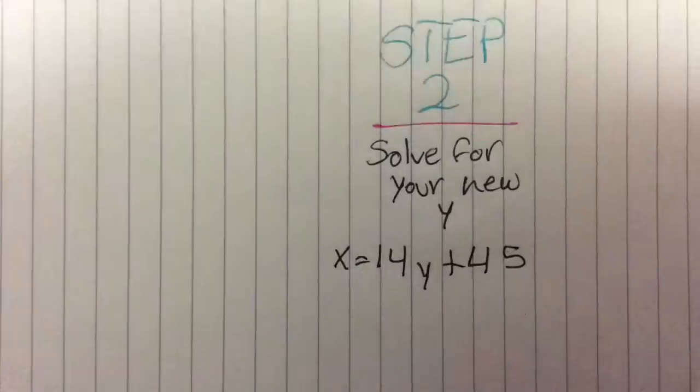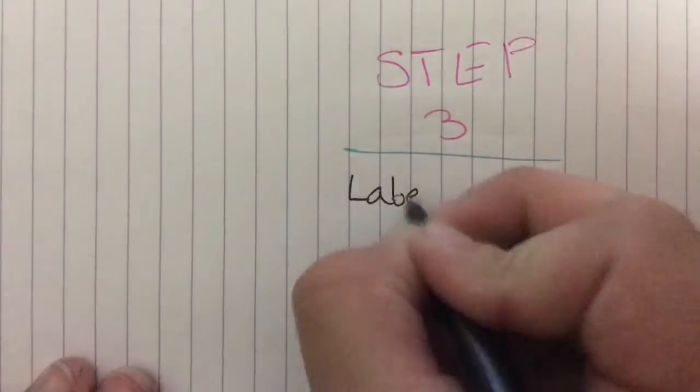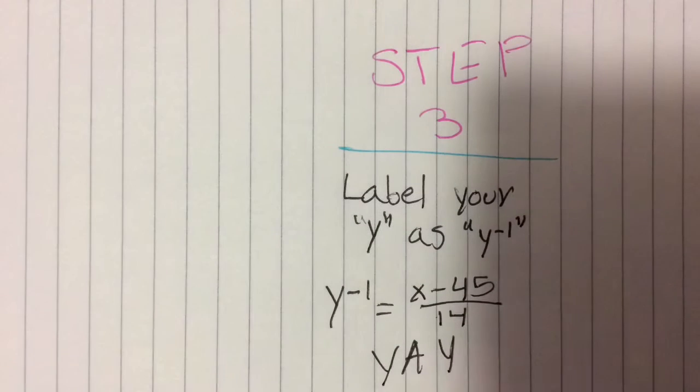Step 2, solve for the new y. In other words, isolate the y and make it look like a normal function. Yay! Step 3, label your y as y of negative 1. That's how we know it's an inverse function. That's a step you can easily forget to do and get points off, so take note of that.